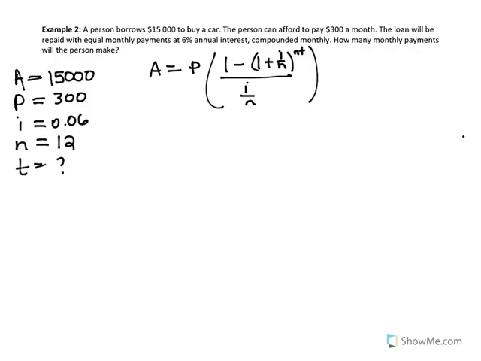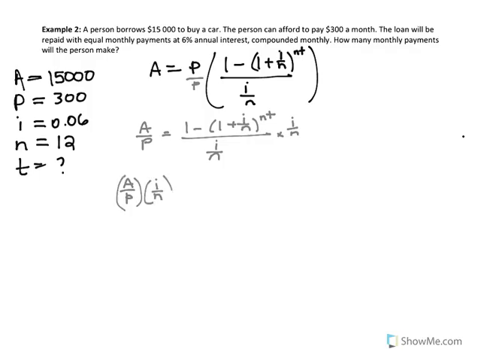So same thing as last time. I'm going to manipulate the formula first. So I'm going to divide by p. So I have A over P equals 1 minus (1 plus i over n) to the power of nt, over i over n. I'm going to times both sides by i over n. So I have A over P times i over n equals 1 minus (1 plus i over n) to the nt.